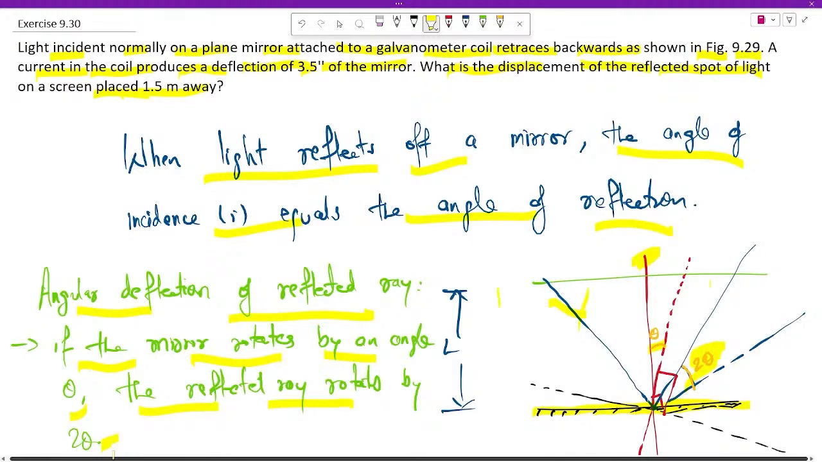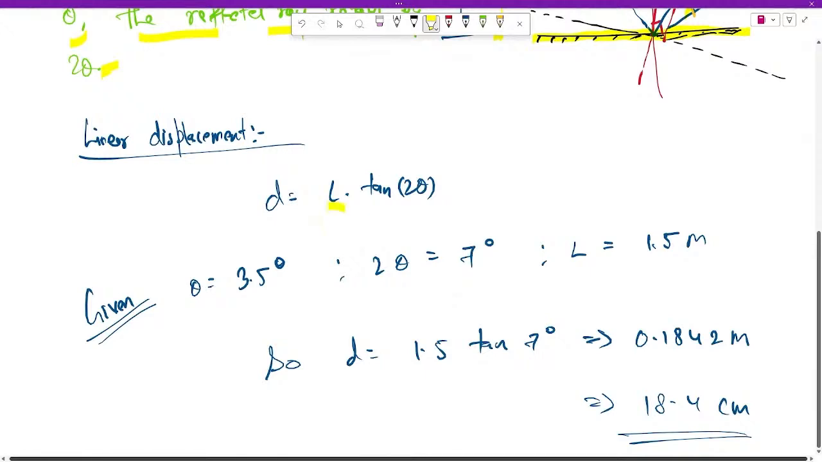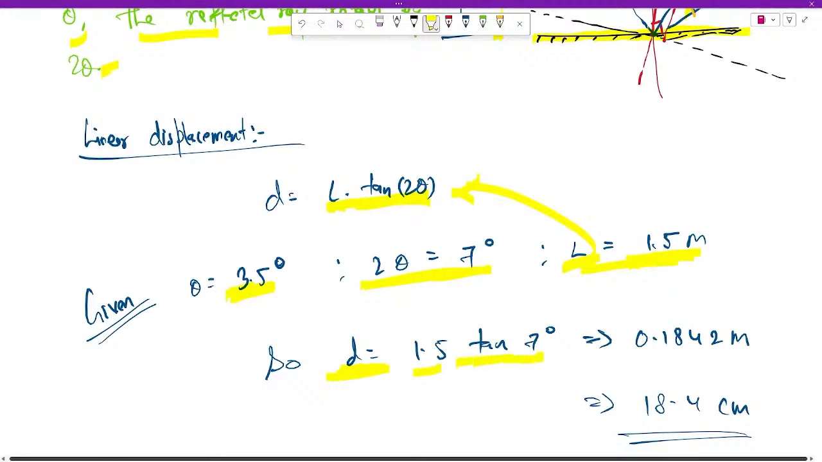Now, if we assume that this is the length between the screen and the mirror, L, then the deflection is given by small d equals L times tan of 2 theta. In this case of the galvanometer, theta is equal to 3.5 degree, so 2 theta would be equal to 7 degrees, and L is given as 1.5 meter. Substituting these values in this formula, we get the deflection as 1.5 times tan of 7 degrees, which gives us 18.4 centimeter.